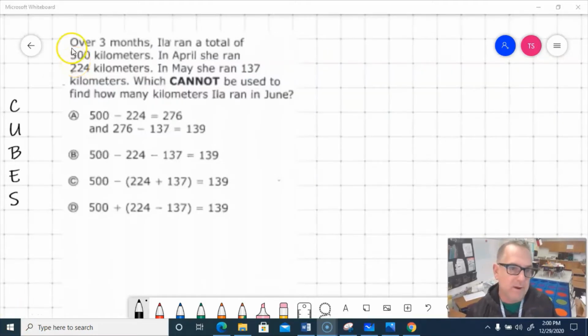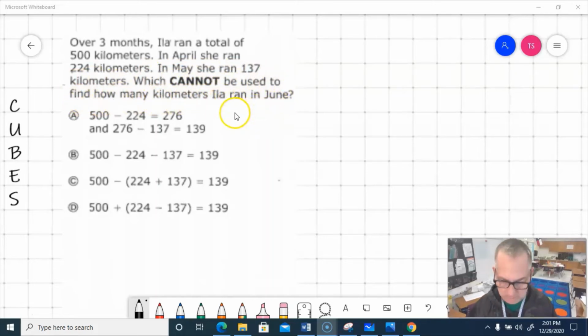Okay, we're going to look at this guided practice problem. It says, over 3 months, Isla ran a total of 500 kilometers. In April, she ran 224 kilometers. In May, she ran 137 kilometers. Okay, which cannot be used to find how many kilometers Isla ran in June.